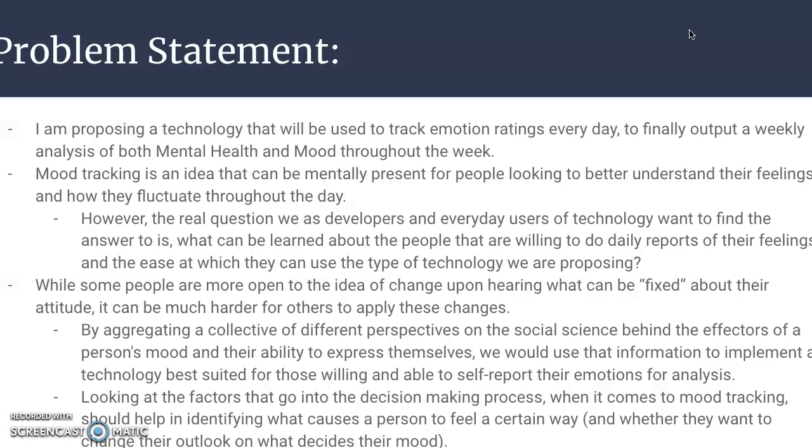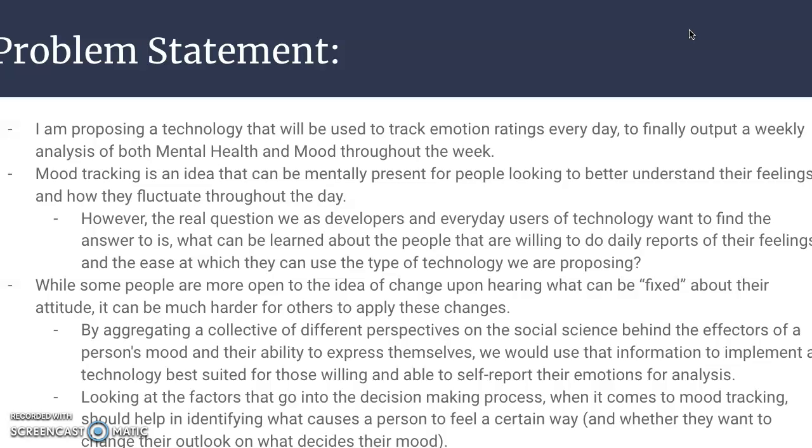So for my problem statement, I am proposing a technology that will primarily be used to track emotion ratings every day to finally output a weekly analysis of both mental health and mood throughout the week. Mood tracking is an idea that can be mentally present for people looking to better understand their feelings and how they fluctuate throughout the day or even a week.